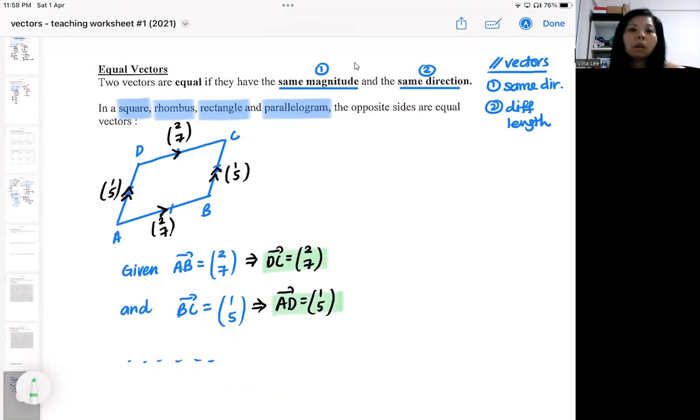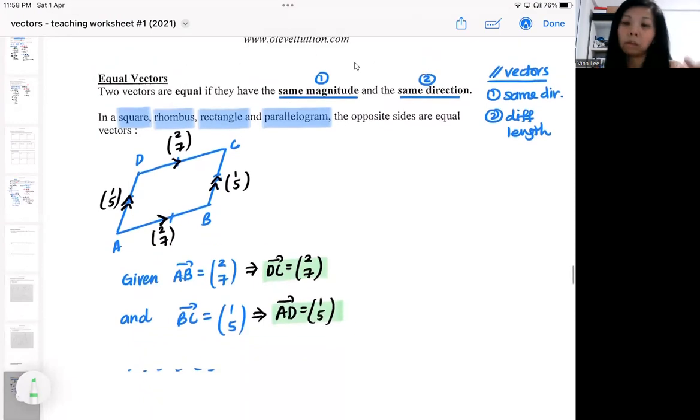Okay, so equal vectors is one of the very important concepts. Equal vectors like to be tested in the four shapes as stated. Parallel vectors is tested in another way. So if you forget about parallel vectors, check back the properties of parallel vectors. That is one of the important things that you need to know.